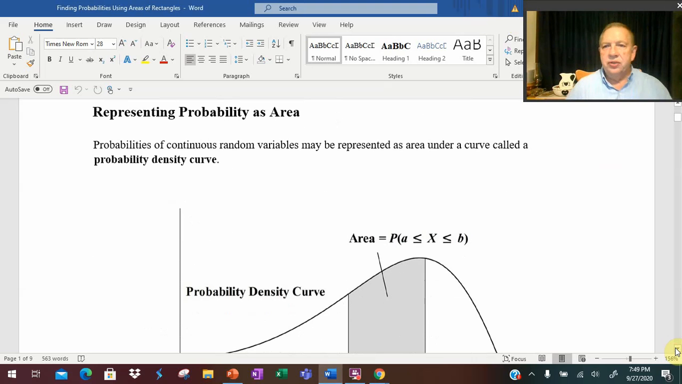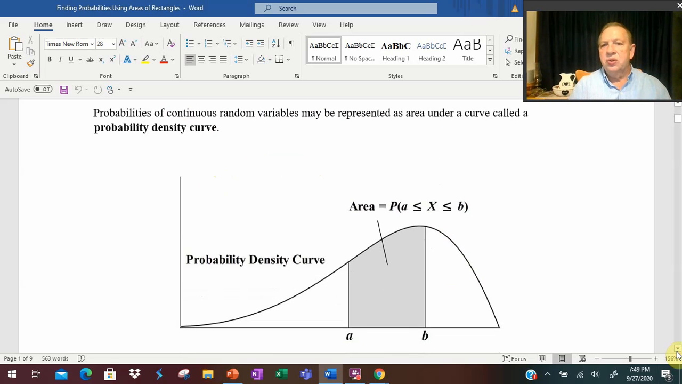I know you've already talked about this in class, but what we basically do is represent probability as area. We have a proportion of the area, the total area being 1, and we're just going to take pieces of it, and that's the probability. So probabilities of continuous random variables may be represented as area under a curve called a probability density curve. We looked at continuous random variables before, where they could be between any two numbers. We don't have precise probabilities of individual numbers; what we do is consider ranges between them.